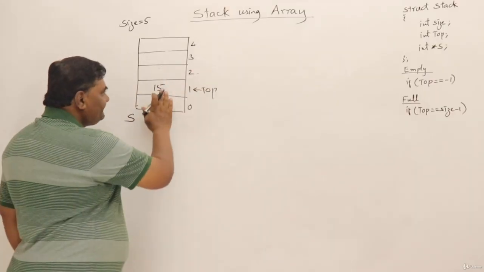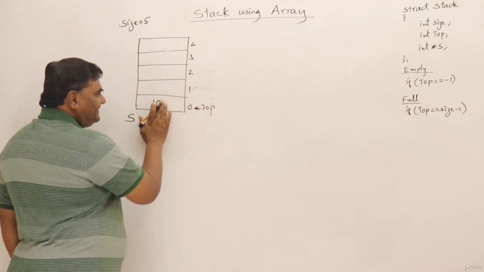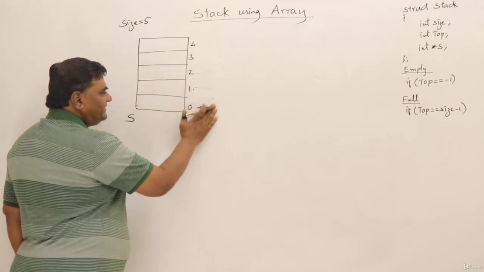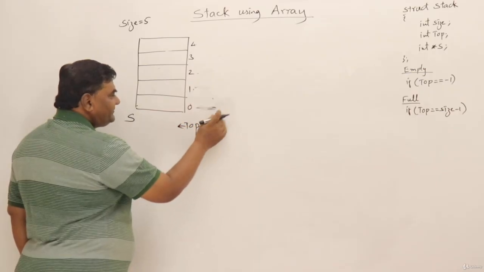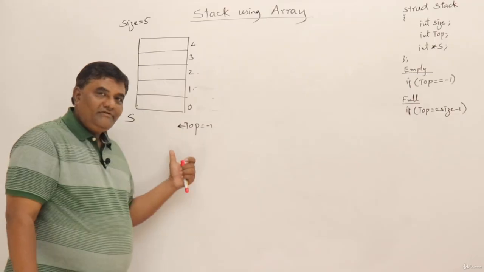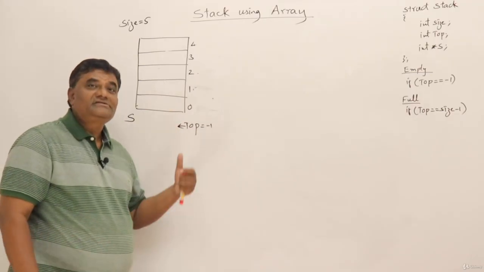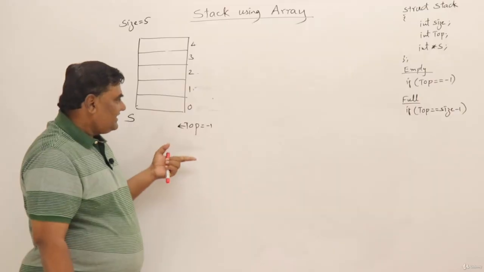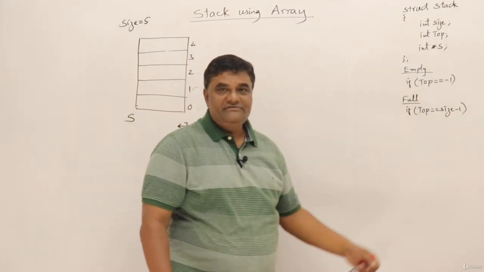I'll delete few more. Delete this value, top is decremented. Then I want to delete this also. Top is decremented. Take out the value and the top is decremented. So top became what? -1. Now top is -1. Can I delete any more values? No, there are no values. How do you say there are no values? Stack is empty. How we say stack is empty? Top is equals to -1. Yes, top is equals to -1.